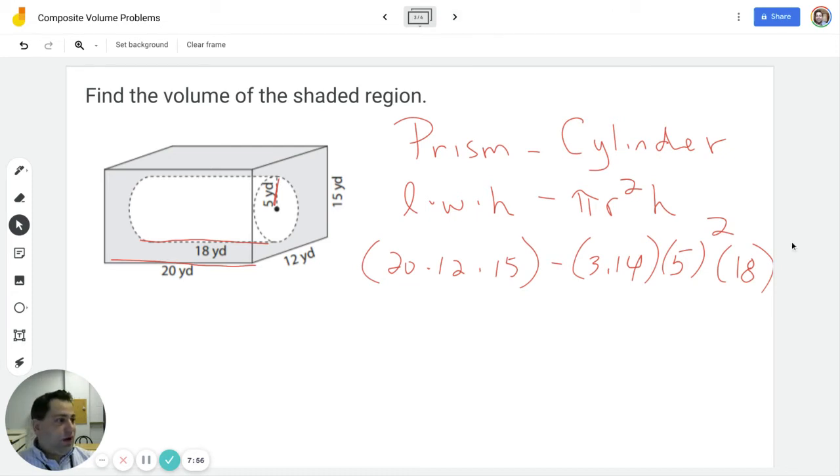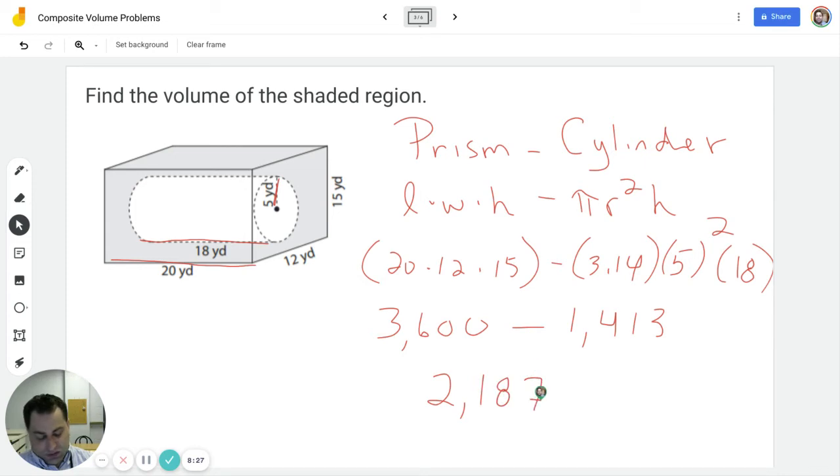Okay, so now if I do 20 times 12 times 15 in my calculator, I get 3,600. And then in my calculator, if I do 3.14 times 5 squared times 18, I get 1,413. And then if I subtract those two numbers, I get 2,187. That's going to be yards cubed.